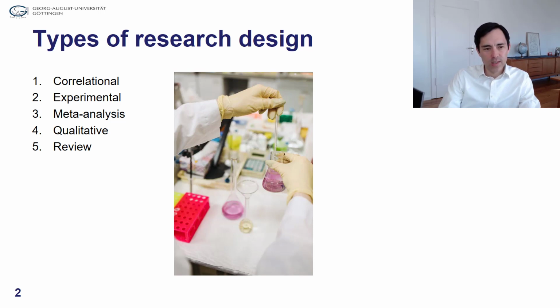First, correlational. Second, experimental. Third, meta-analysis. Fourth, qualitative. And fifth, review. In the following, I will explain each of these different types in more detail. Let me start with correlational research designs.